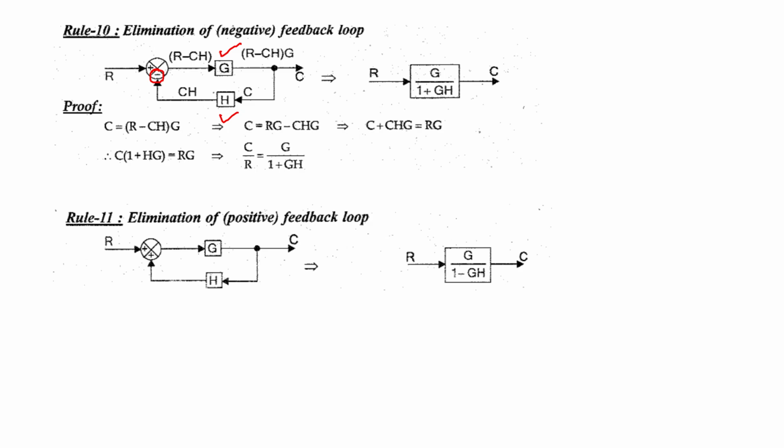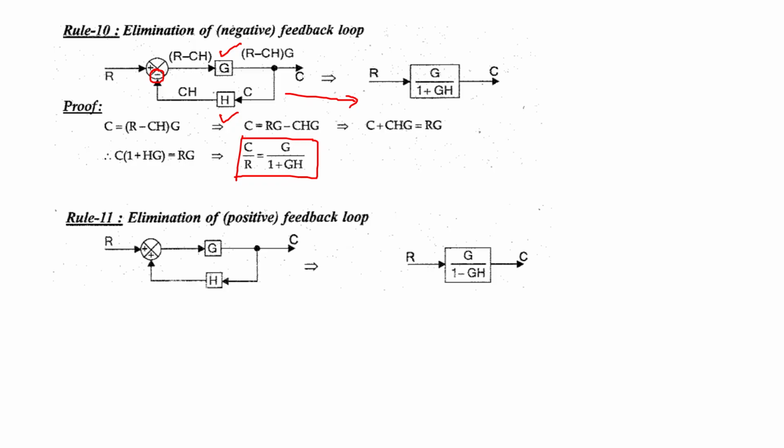This can be explained through the signal coming out of the summing points, crossing the block, and combining them. The closed loop system can be converted into an open loop system, represented by the transfer function C by R equals G by 1 plus GH.